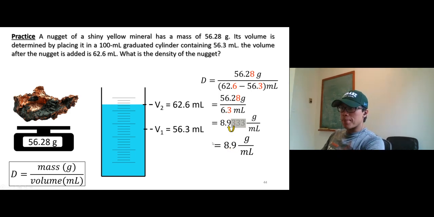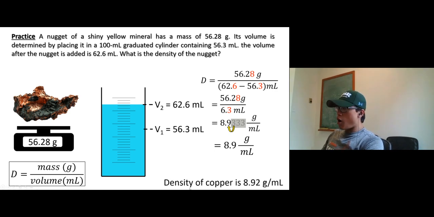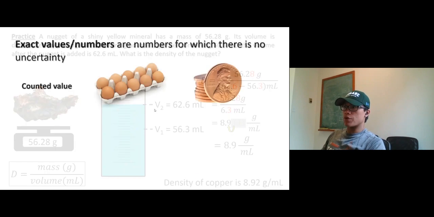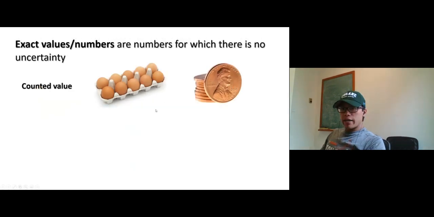Okay, that's pretty much it. Division and multiplication. The density of copper is 8.92 gram per milliliter, so it's likely that this nugget of mineral is copper. Okay, go to the next video.